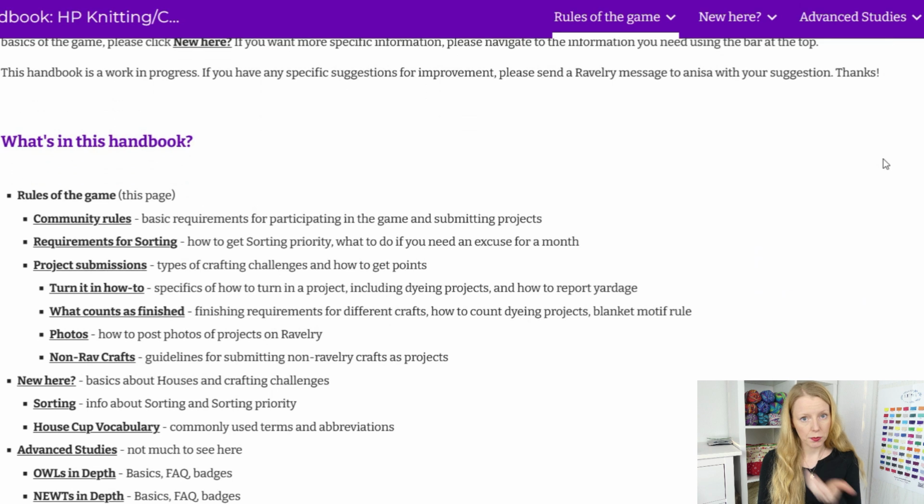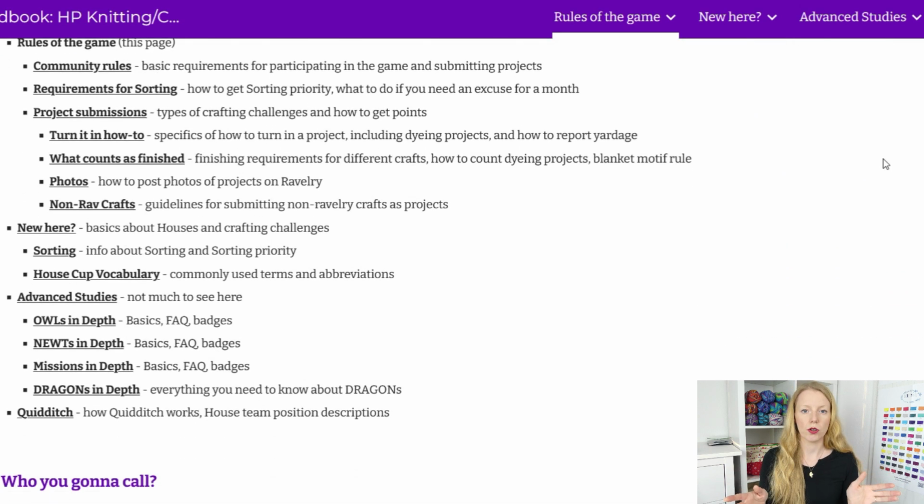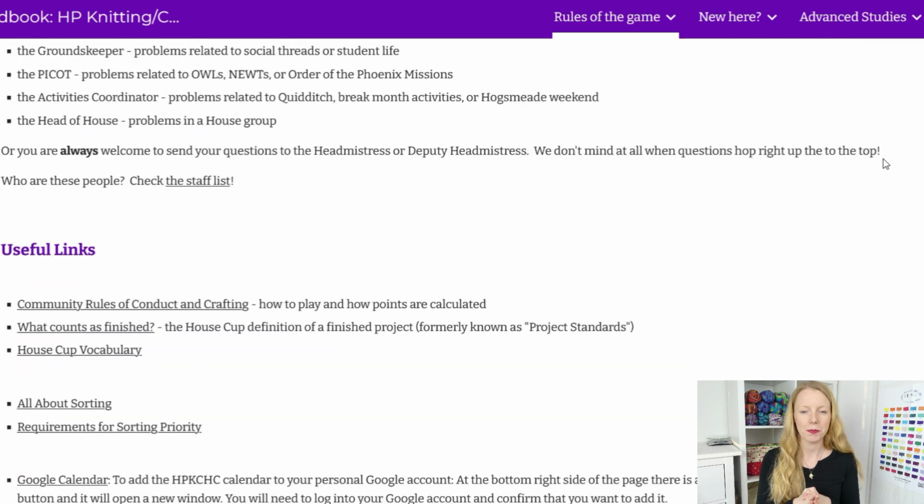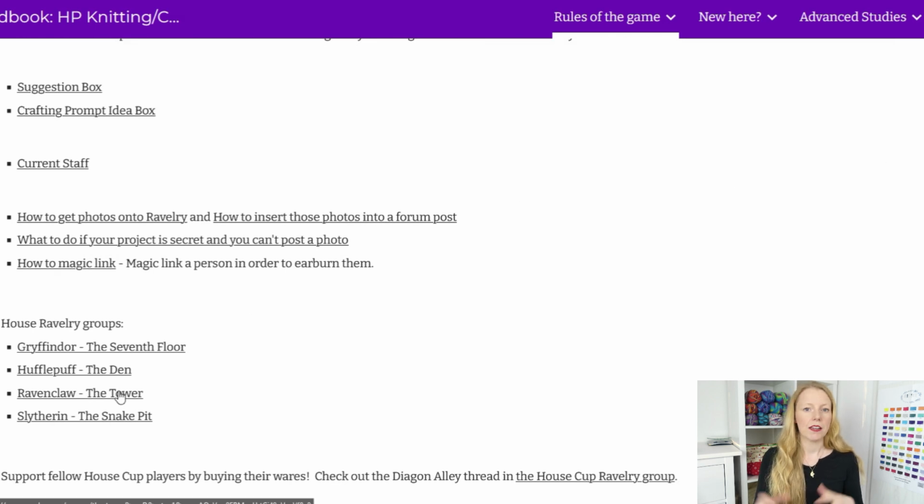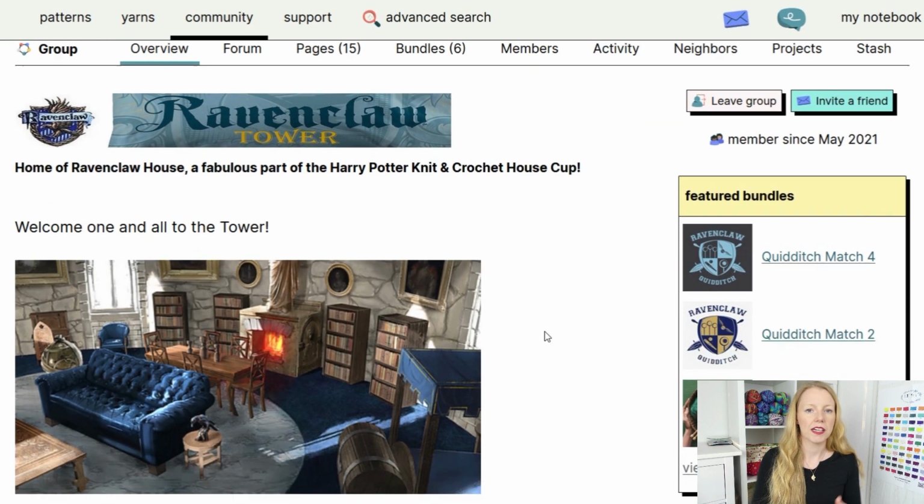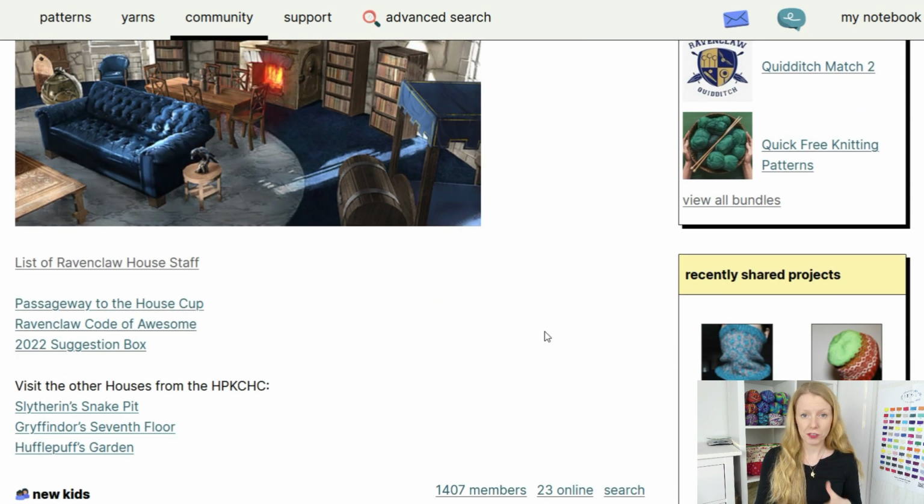Break month activities. Break months are the months in between the terms. A term in the Harry Potter Knitting and Crocheting House Cup is 3 months. At the moment we are in a break month, so December. That's where the sorting happens and all the organizing for the next term, because the professors, so the admins of the group or the forums, have to do a lot of work to make this amazing game happen. For example, they come up with story ideas and assignments for the classes and so on, but more about it later. Trophy threads to recognize particularly awesome projects and more.